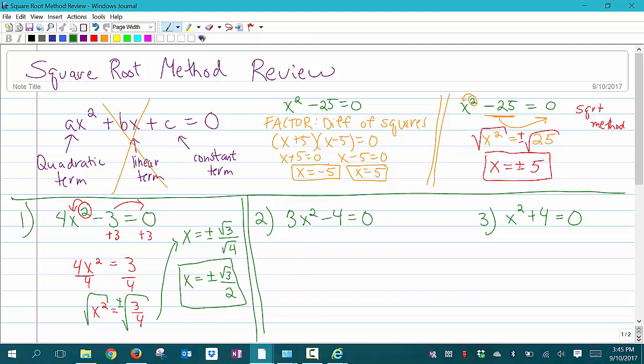This problem is almost the same, except the 3 and the 4 are switched. But watch what happens when I simplify. I will bring the 4 to the right-hand side, so we get 3x squared equals a positive 4. I will divide both sides by 3, and I get x squared equals 4/3. Now when we go to take the square root of both sides, we will still put in the plus or the minus, but when we simplify our answer, we want to be careful. x is equal to plus or minus the square root of 4 divided by the square root of 3.